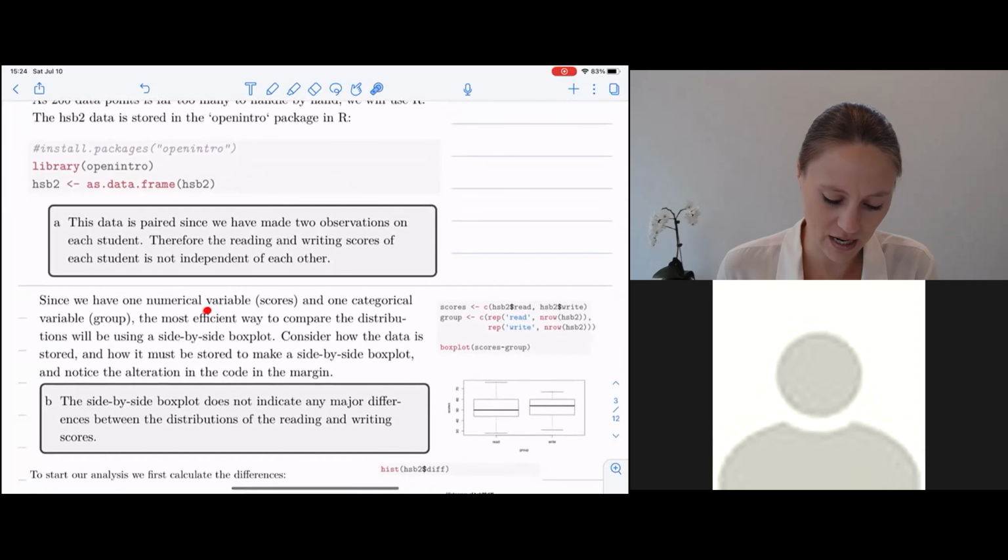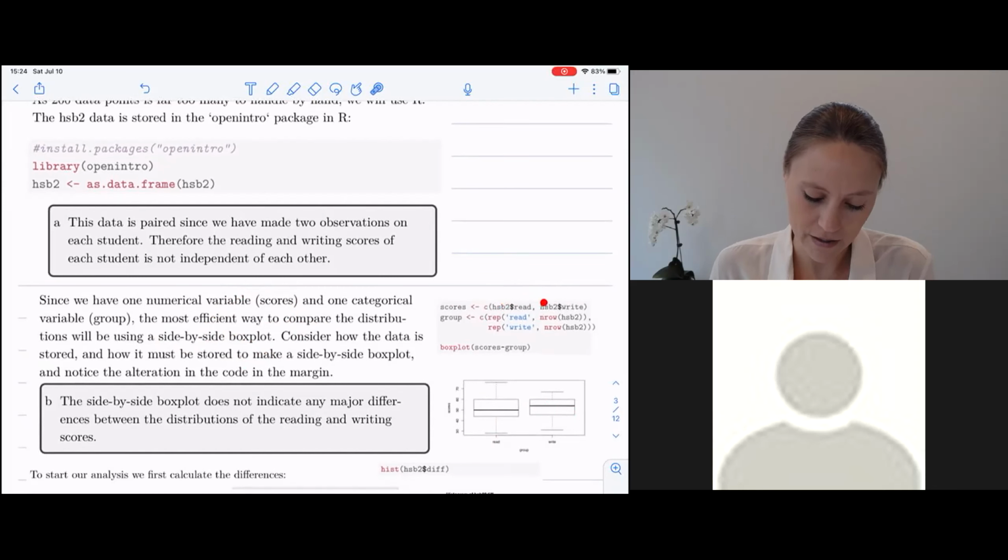So notice that we have numerical variables, and then they can be grouped as either the reading scores or the writing scores. This is more if you actually had to generate this box plot yourself, right? Then you need to think about how does the data need to be stored. For us, we can just ignore this. But I've shown you how I tackled that. So here's the group for the reading scores and the writing scores, and then I've stored them, and then I made a box plot.